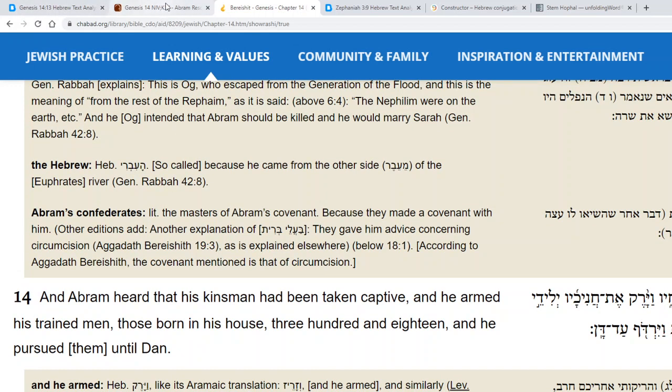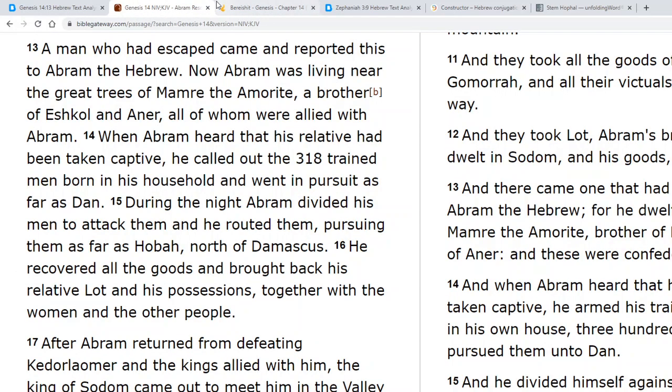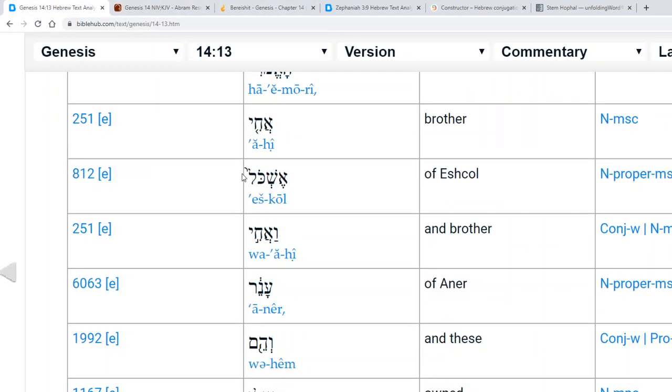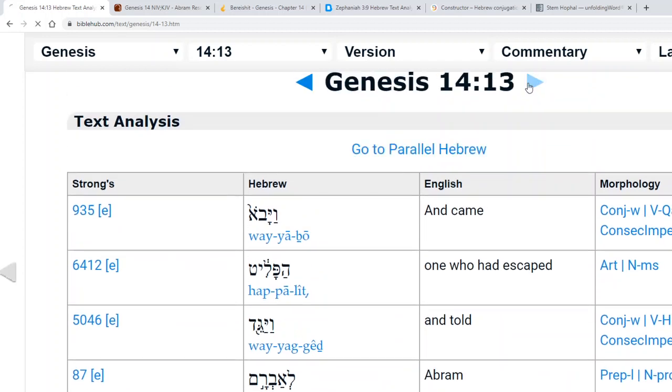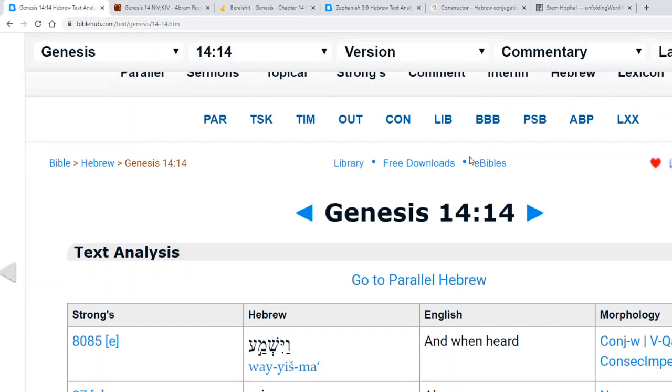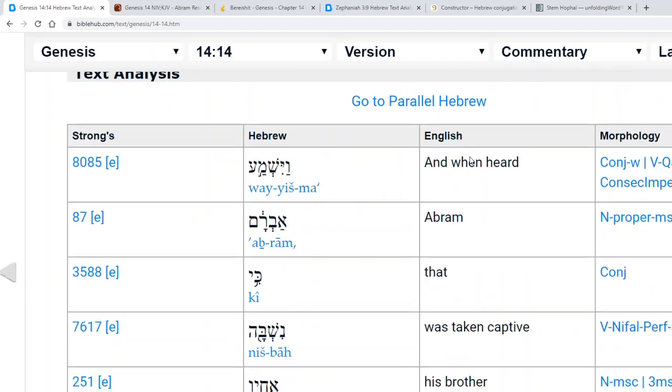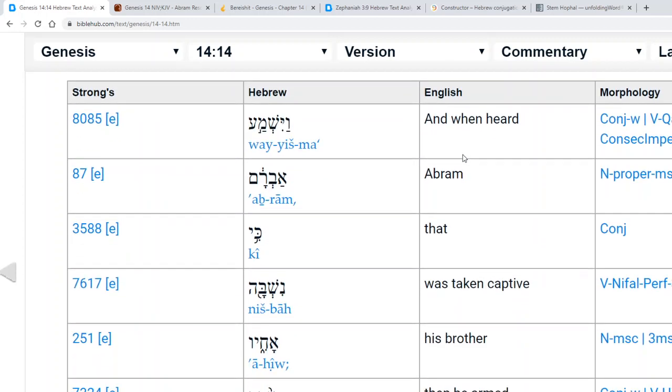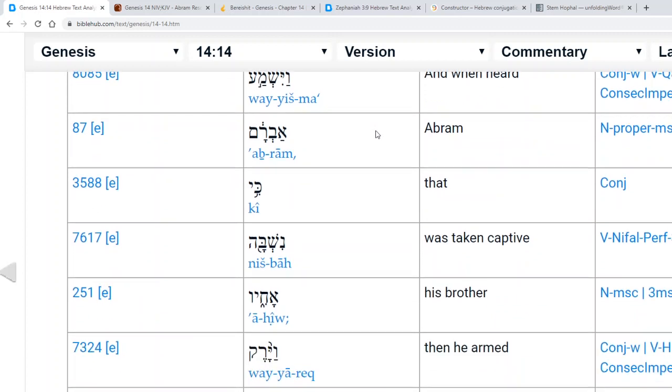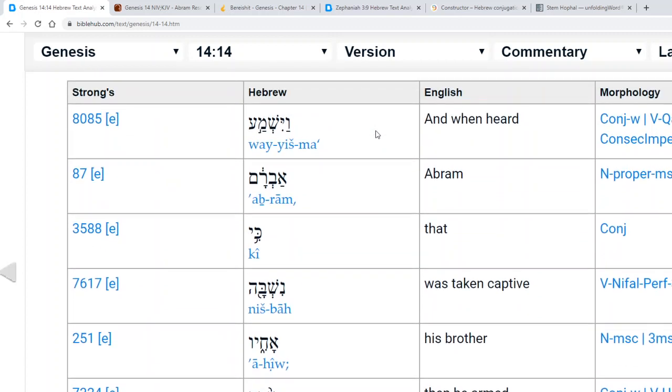Okay. Let's look at the next. I mean, Brit. We talk about the Brit Milah, the covenant of circumcision. Brit Avram, I guess you could call it. But the Brit of Avram, which I don't think we've gotten to, is Brit Bein Habatarim, between the pieces. We'll get there. Okay, whatever Brit Avram was, they also were part of that.